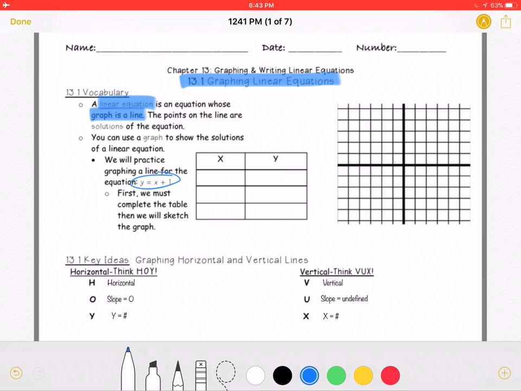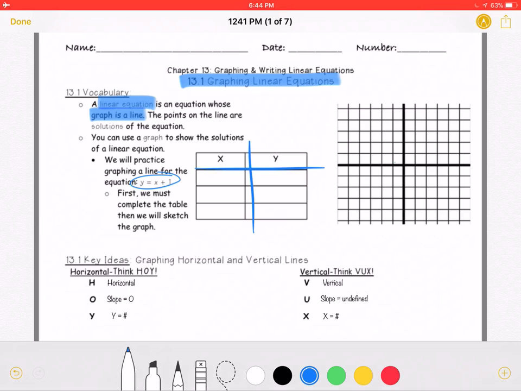So when we are creating a graph, we have to first create a table. I have this empty table to the right that we're going to fill in. So you could just make a nice T-chart. I have this table created for us, but you need your x values and you'll find your y values. Now, for x values, those are the values that you choose. Once you choose your x values, you'll use them in the equation to find your y.